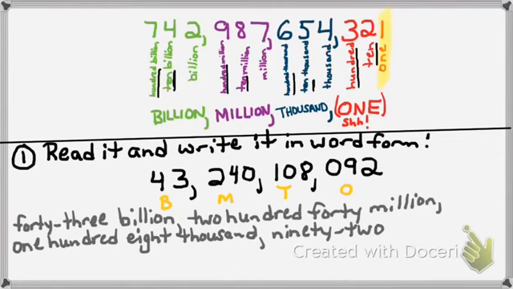So how do I read this number? Let's take a look and see. 43,240,108,092. Sounds like a big, bad, confusing number, but when you break it up period by period, it's actually pretty simple.